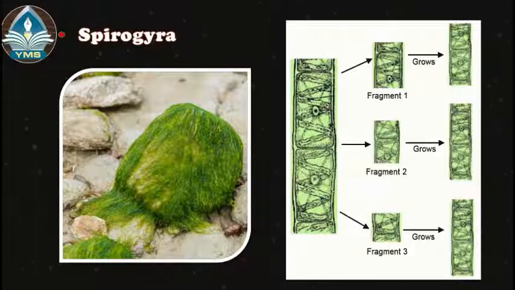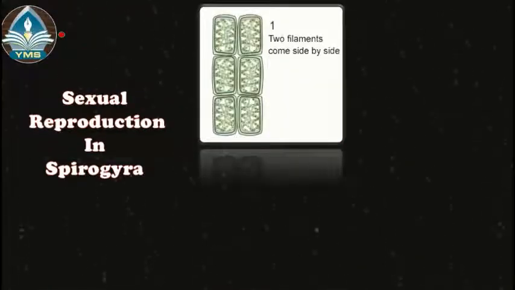But if the conditions are not good, there is no water, and the plant is going to die, then it needs to make a backup plan, so that when it rains again, they can reproduce. So this is the sexual. Spirogyra uses sexual reproduction when the conditions are not good, when there's not enough water, when they are going to die. Before they die, they need to make a cell. So when it rains again and the conditions are good again, they can use the cell to reproduce.